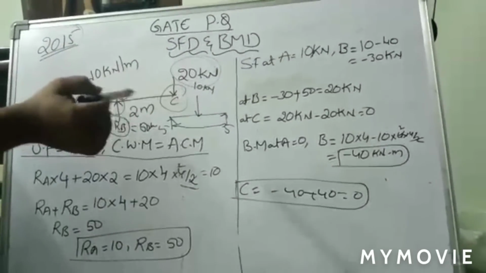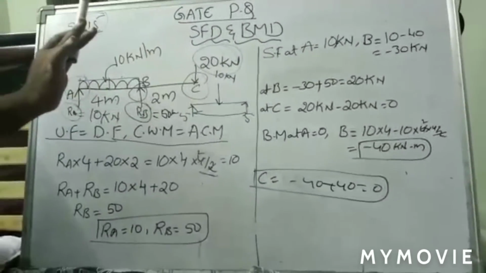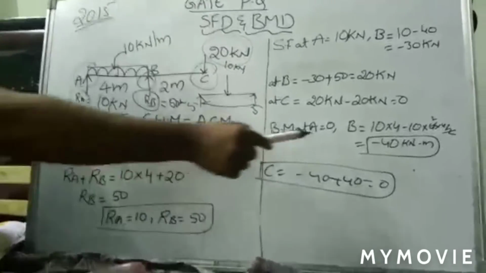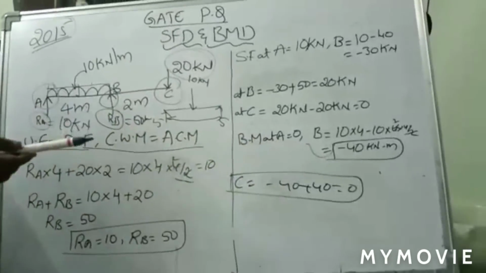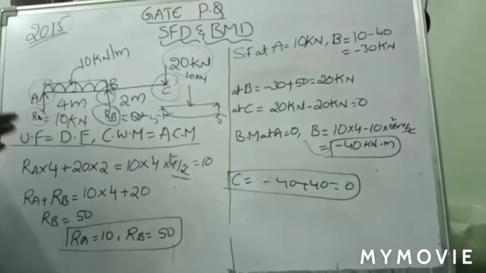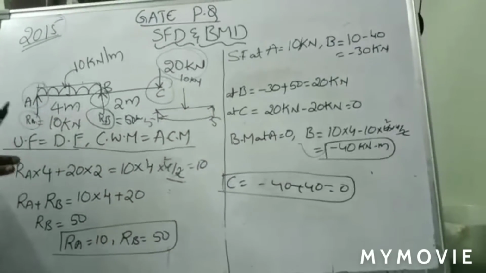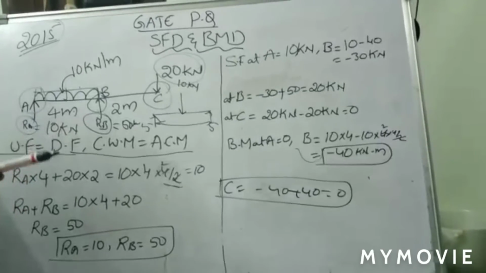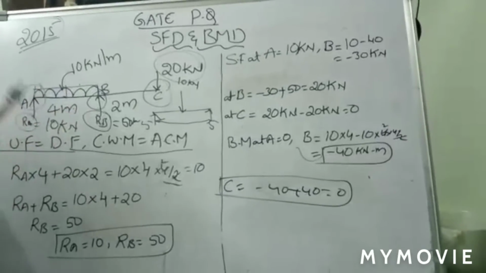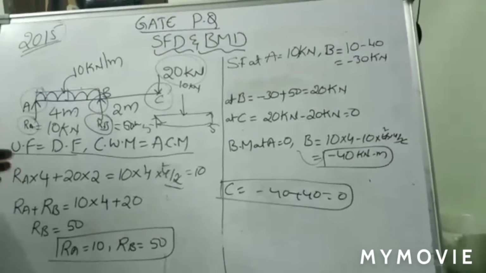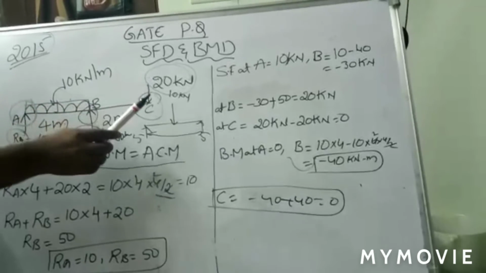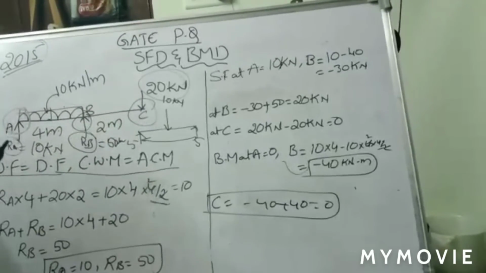What is the option here? Whatever the option, you will get the value of 40 kilonewton meter hogging or minus 40 kilonewton meter. That is the answer. It is a matter of 3 to 5 minutes while you solve, if you practice very well. No need to draw any shear force diagram and bending moment diagram in a GATE exam while solving this kind of problem. By practicing only, you will know that, because every time you need to calculate the bending moment at point A and at point C.